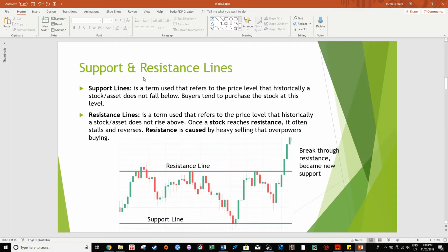All right, so we start with support and resistance. My favorite. This is how we're going to do this today: we'll talk about the theory first, then we'll start showing you the practical side, how to apply these things.